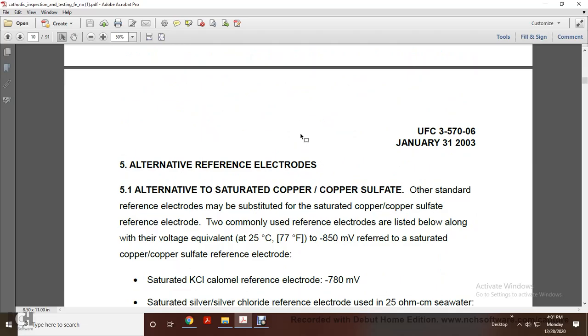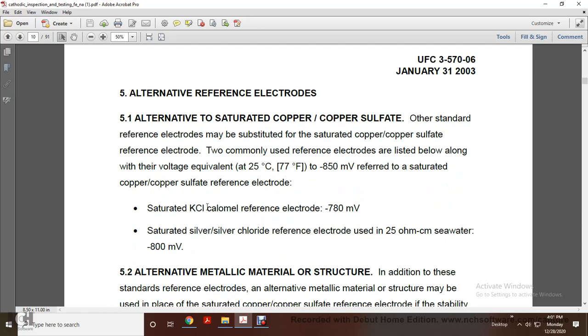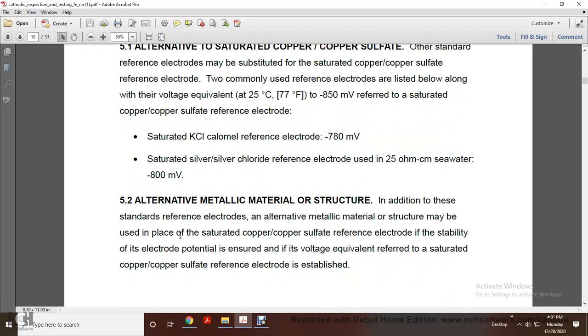Other standard reference electrodes may not be substituted with the saturated copper sulfate reference electrode. Two commonly used reference electrodes are listed below, along with the voltage equivalent at 75 degrees Fahrenheit to negative 850 millivolt: the saturated copper/copper sulfate reference electrode; the saturated KCl calomel reference at negative 780 millivolt; and the saturated silver chloride reference electrode, 25 ohms per centimeter seawater, at negative 800 millivolt.